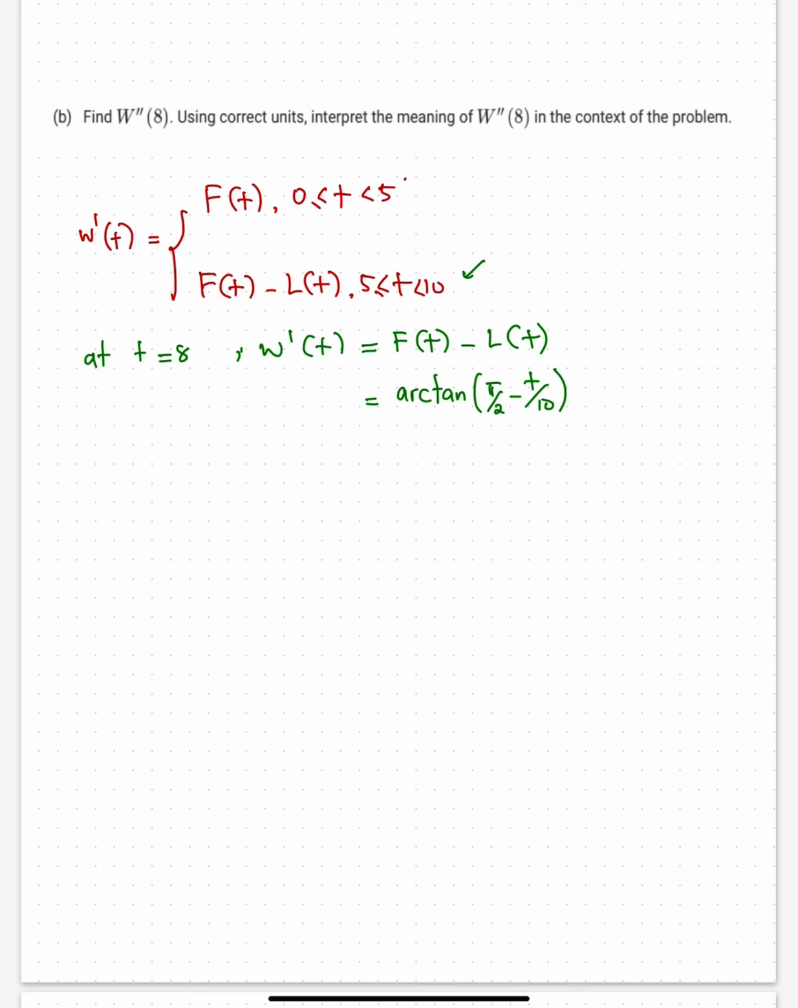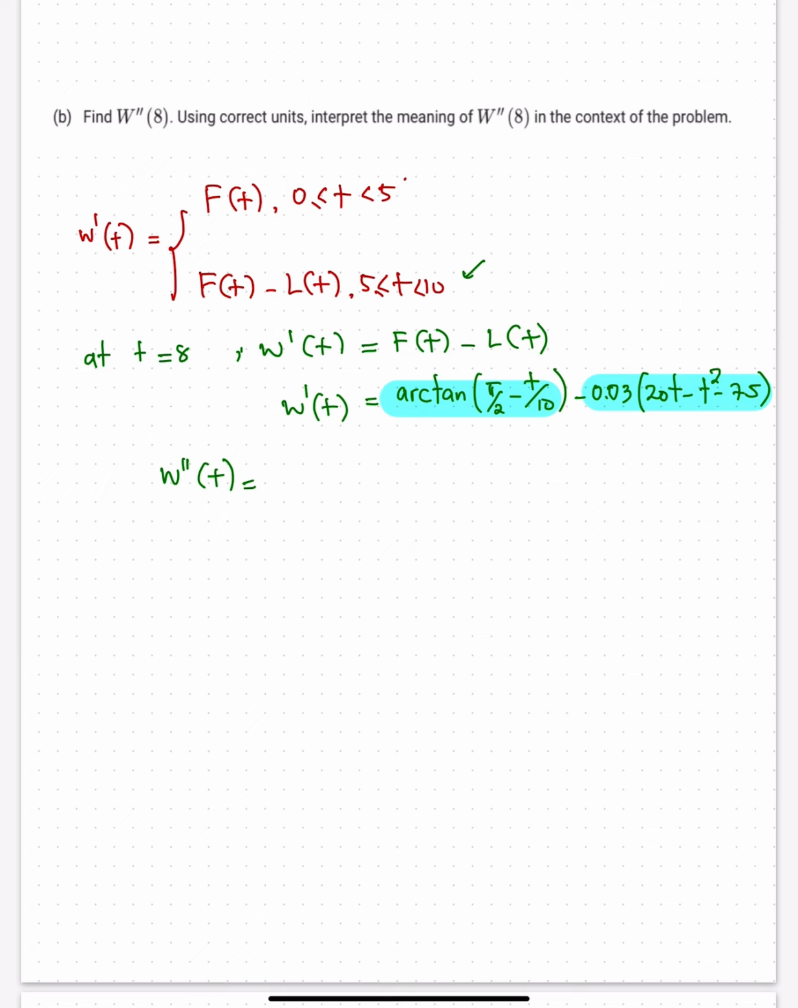And L of t here is 0.03 times (20t minus t squared minus 75). Okay, so then W prime of t will be like this. In order to find W double prime of t, we have to differentiate it. You can see that this and this are different functions, but we can actually apply the sum rule.